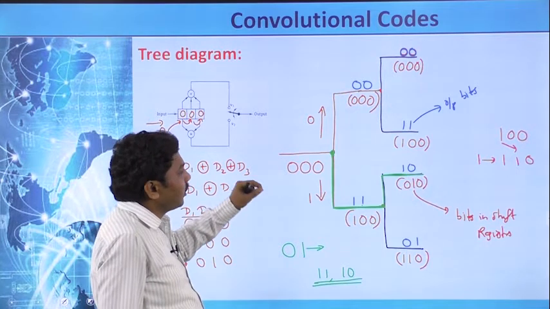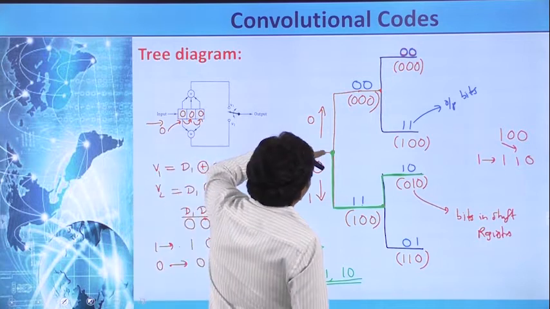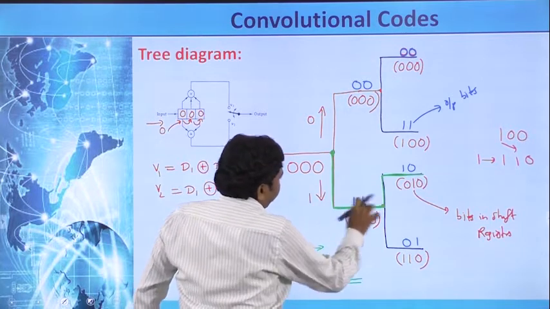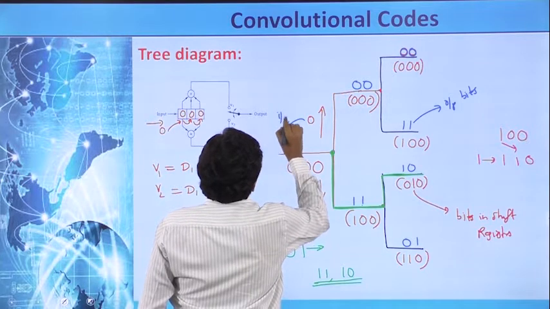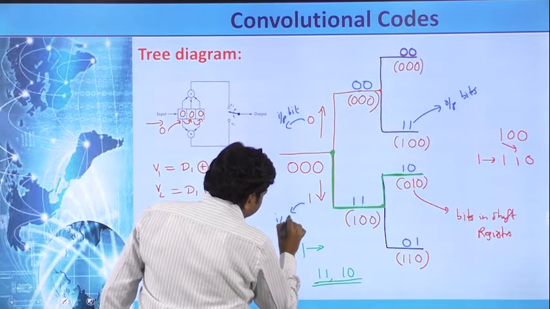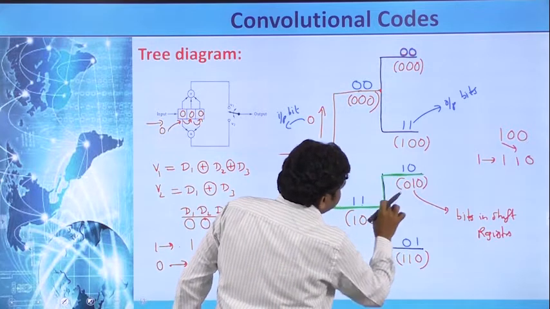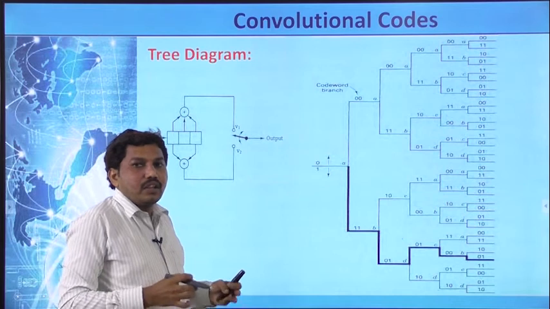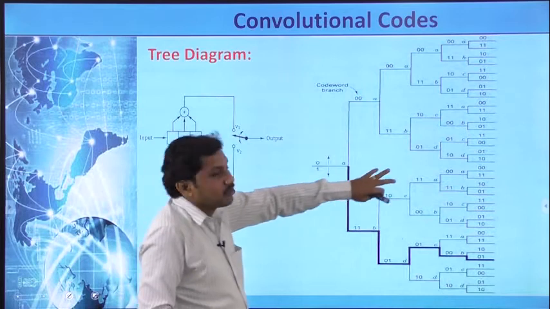If you remember, the tree structure consists of nodes. From the node, when the input bit is 0, you can move in the upward direction. When the input is 1, you can move in the downward direction. So this one is an input bit, and this one is also an input bit. Here also, from this node, moving upward means 0 is the input, and moving downward means 1 is the input. If we extend the tree diagram for more stages, your tree becomes like this.